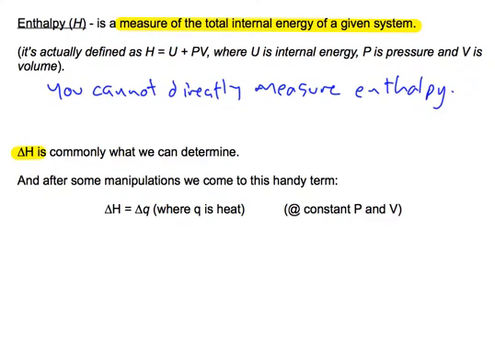Now, we plug that into some equations and we manipulate them a lot, and we get this term, which, again, you don't have to worry about too much, but it's useful to appreciate what it means. And what it means is this: delta H equals delta Q, or the change in heat at constant pressure and volume. Most experiments are carried out at constant pressure and volume.